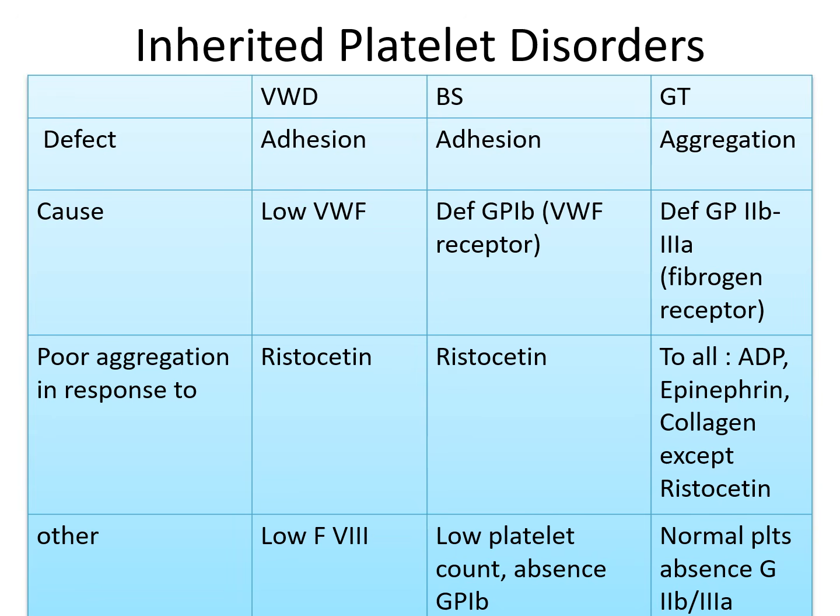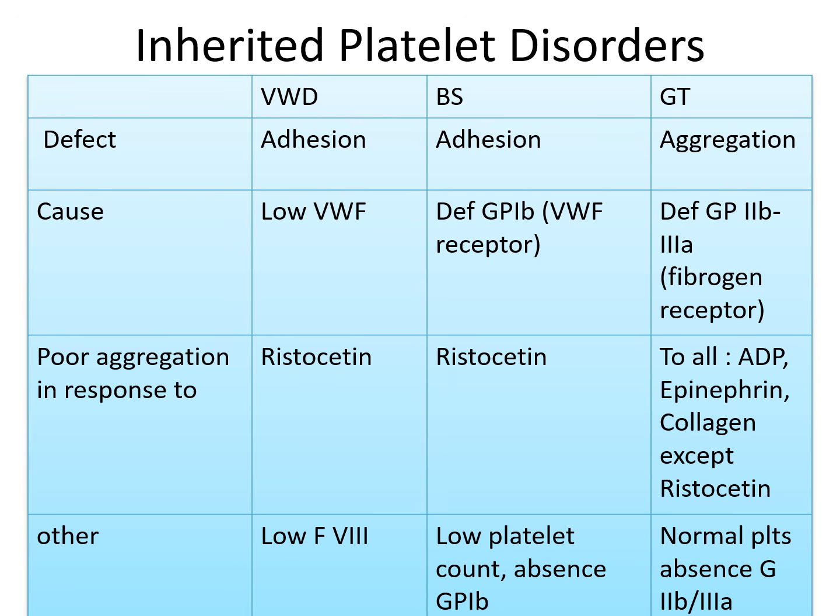So if you look at von Willebrand disease, the problem is deficiency in von Willebrand factor that affects the process of platelet adhesion. And to diagnose von Willebrand disease, there is poor aggregation in response to ristocetin because of the lack of von Willebrand factor.